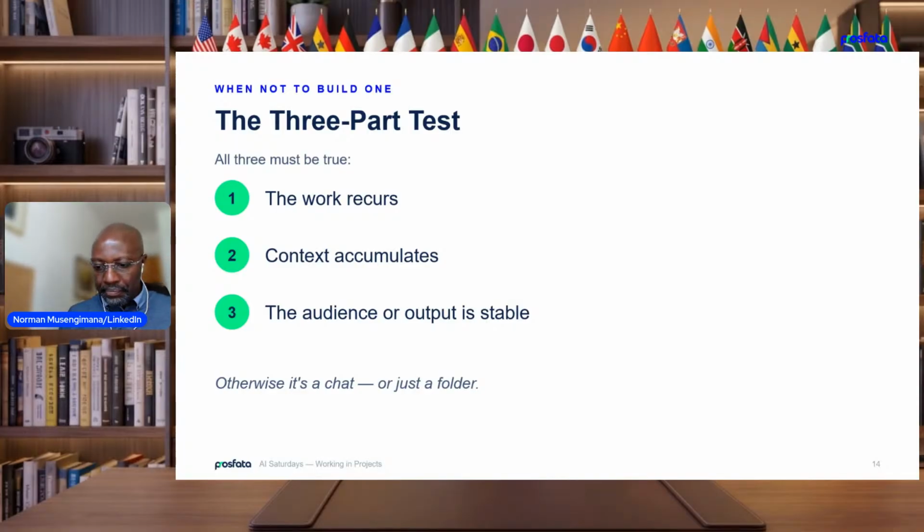And then the audience or the output: you can predict the output and you know that it doesn't change. For example, if it's information about a program, you know that details about that program are likely not to change. So you can feed that as context to your project, and every time it is responding, it is going to the context you have given it, and it will use that information.